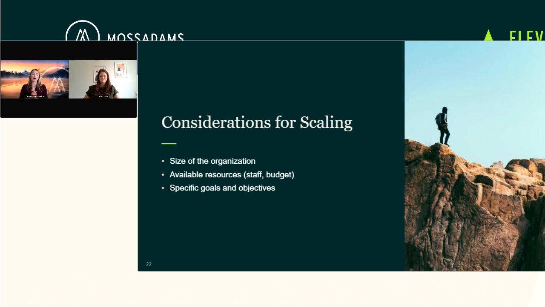So how do you know how much risk assessment is right for your organization? I would love to say that there's never too much risk assessment, but I think that there actually is such a thing as too much risk assessment, because you don't want to do so much that you're not actually doing the work of your organization. So these are some of the considerations that we want to share with you, especially if you're a smaller organization.